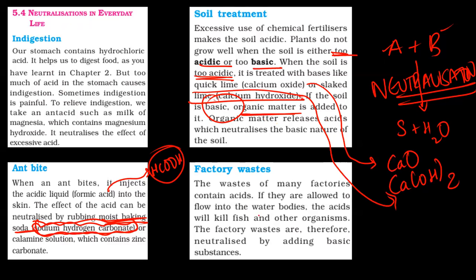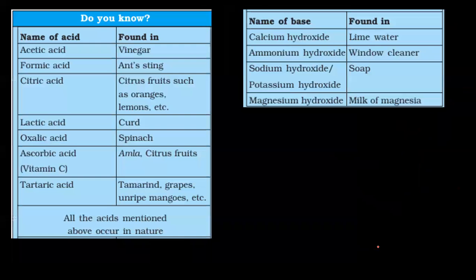Now, factory waste. Factory waste contains acids, which means we have to treat it with a base. If we release these acids into rivers, because factory wastes are disposed into rivers and water bodies, the excess acid can kill fish and aquatic life and many organisms. So therefore, they are neutralized by adding basic substances so that the water becomes neutral, so as to minimize the damage caused.